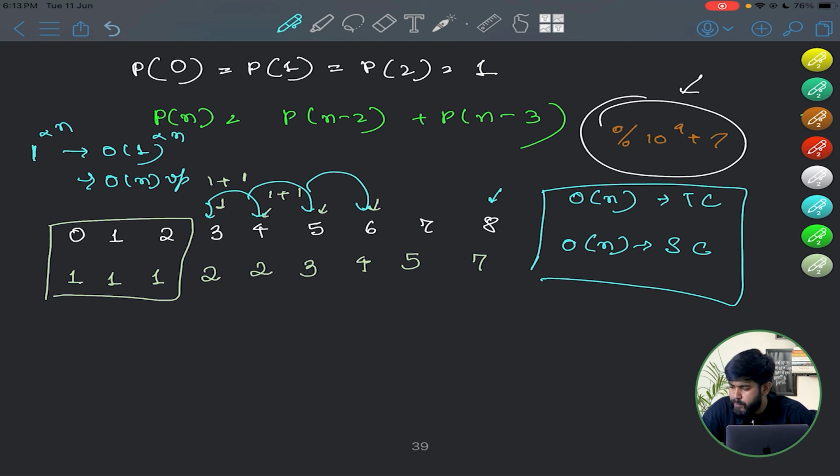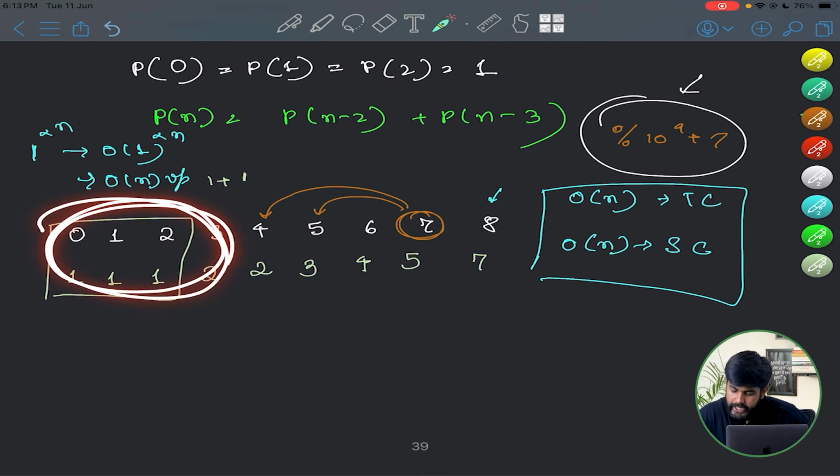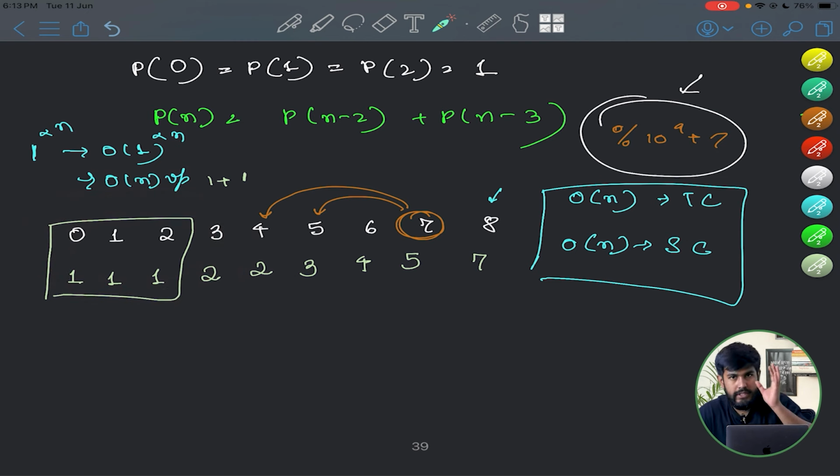So the point of concern is, let's just see, for calculating the value of p of 7 we need the access of who all. For calculating the value of p of 7 we need the access of n minus 2, that is this value, and n minus 3, that is this value. So even if I didn't have all these previous values, it shouldn't affect me. Let us confirm this more.